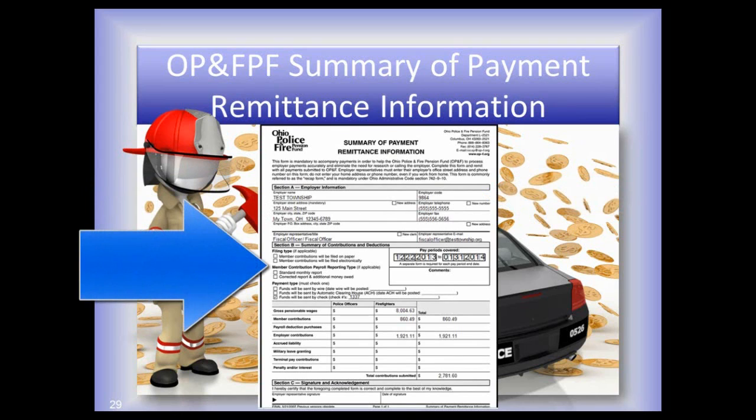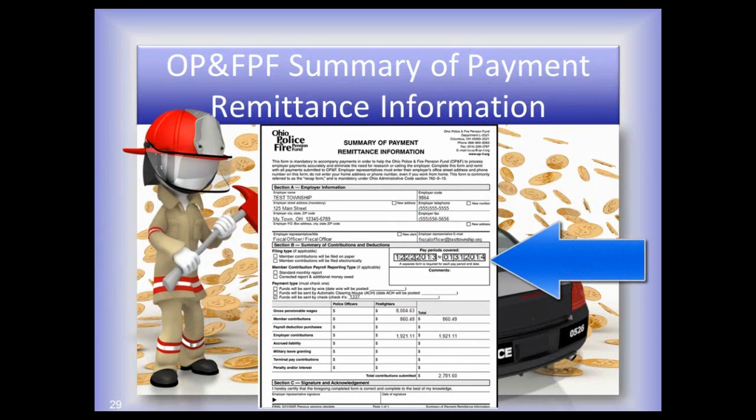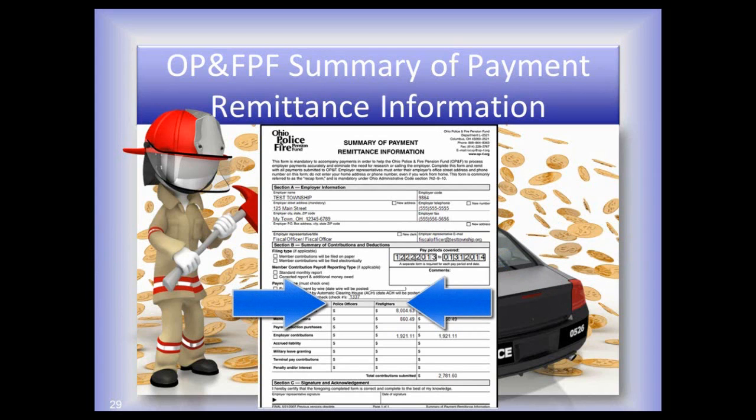Always complete Section B for the filing type and payroll reporting type, payment type, and most importantly, the pay periods covered. All payments submitted can be summarized on one form if the pay period information is the same. For example, member contributions as well as employer contributions may be listed on the same form for the month's reporting. Please be sure to list the payments under the appropriate column for either police or fire.